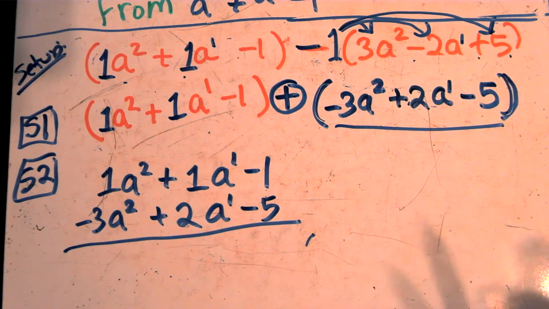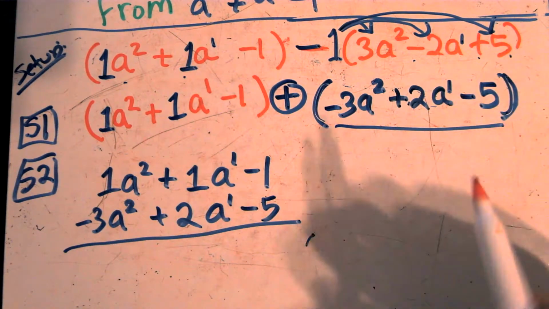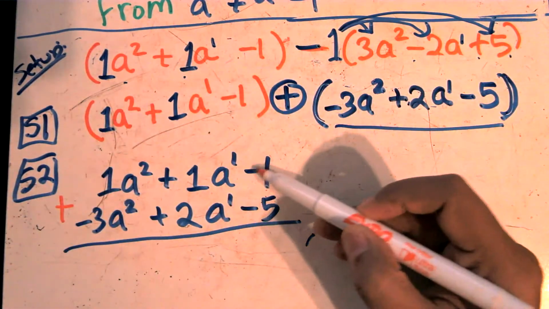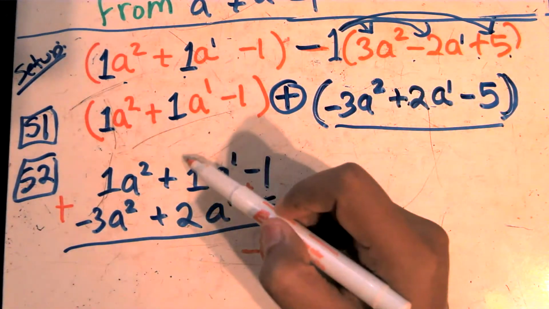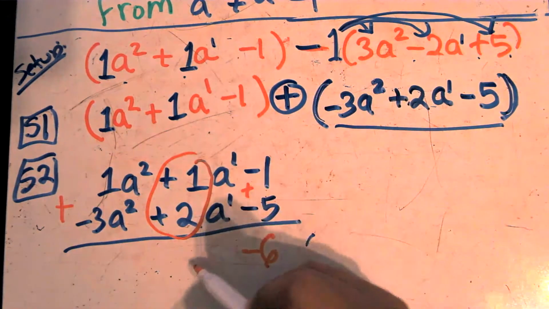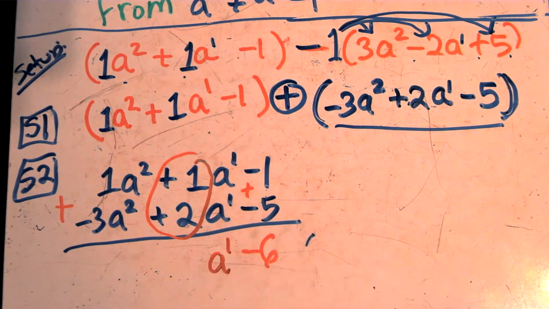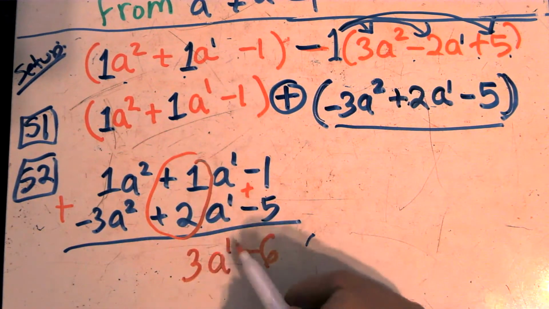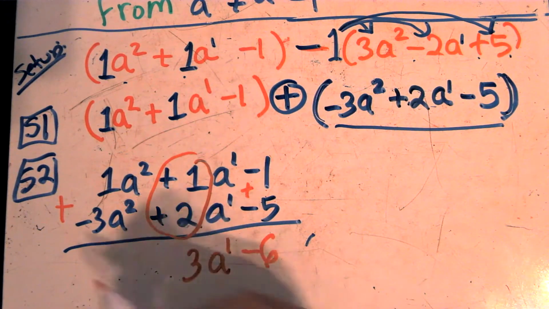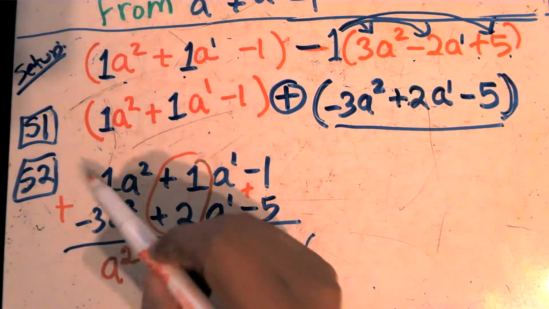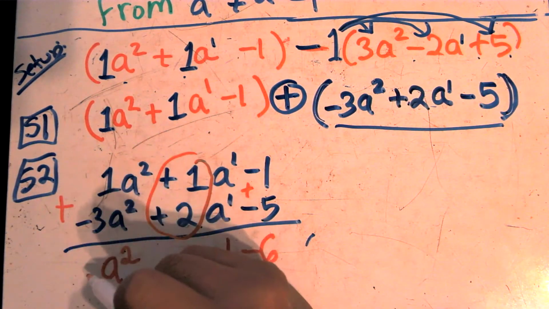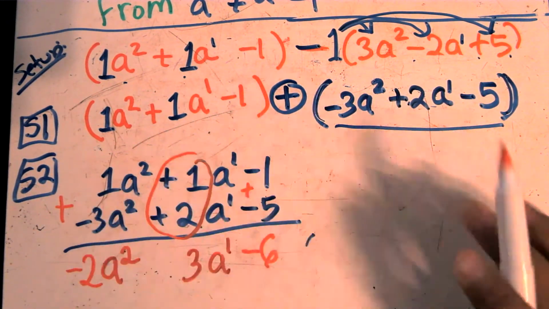And then we can add down. We have -1 plus -5 is -6. We have positive 1 plus positive 2. That gives us 3a to the first power. And then to figure out how many a squares I have, -1 plus -3 is going to give me -2.